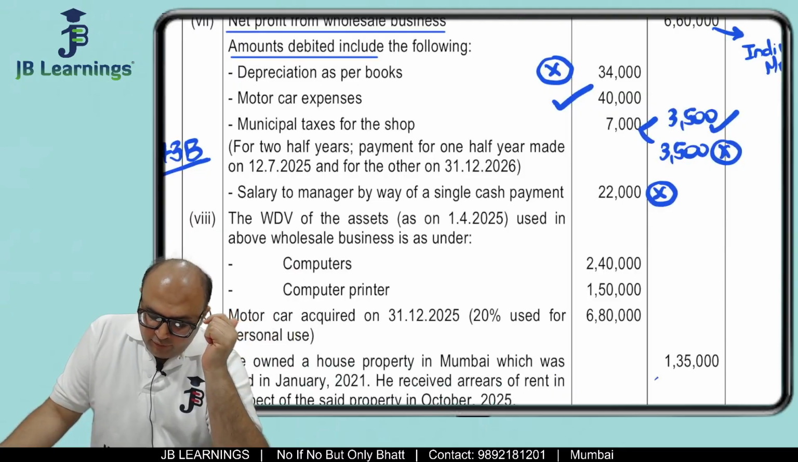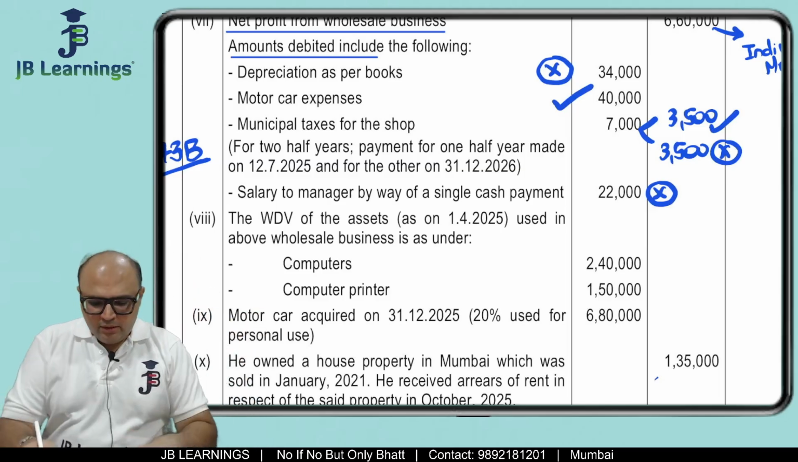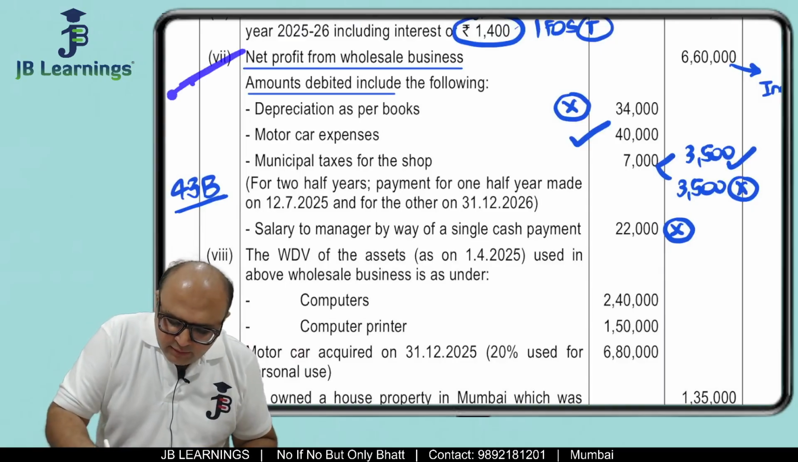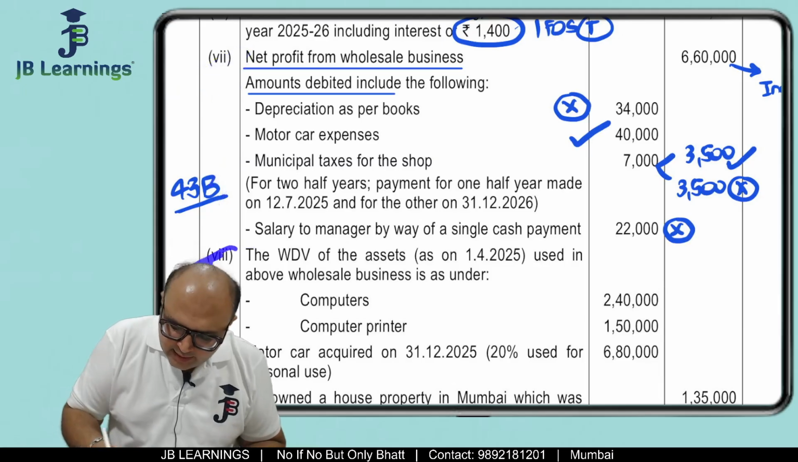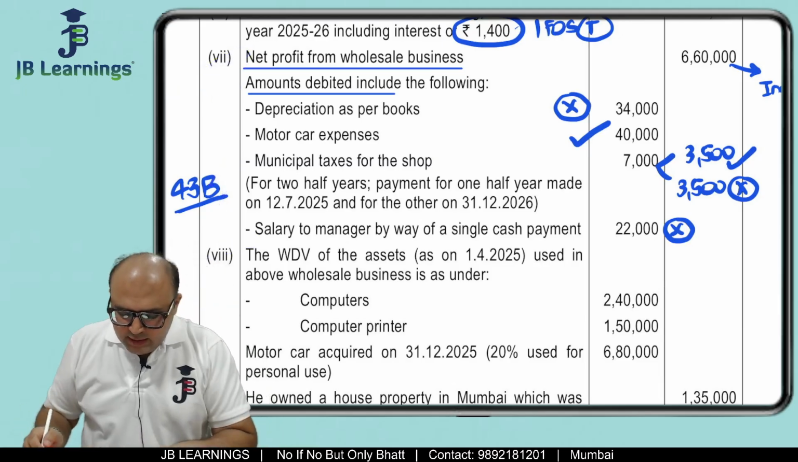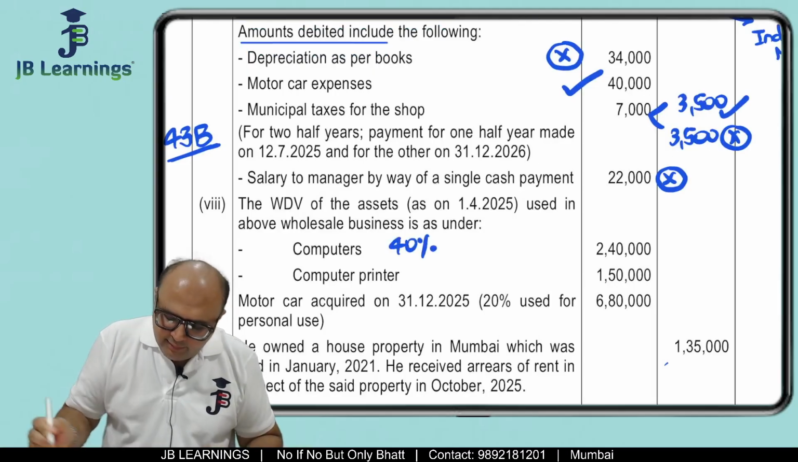The WDV of the asset as on 1st April 25 used in the above business is as under. So now this is additional information, because the debited part was given in the earlier point. So everything about debited is over. Now this is separate information. Now they are saying computer. So if computer is there, 40% depreciation is applicable.